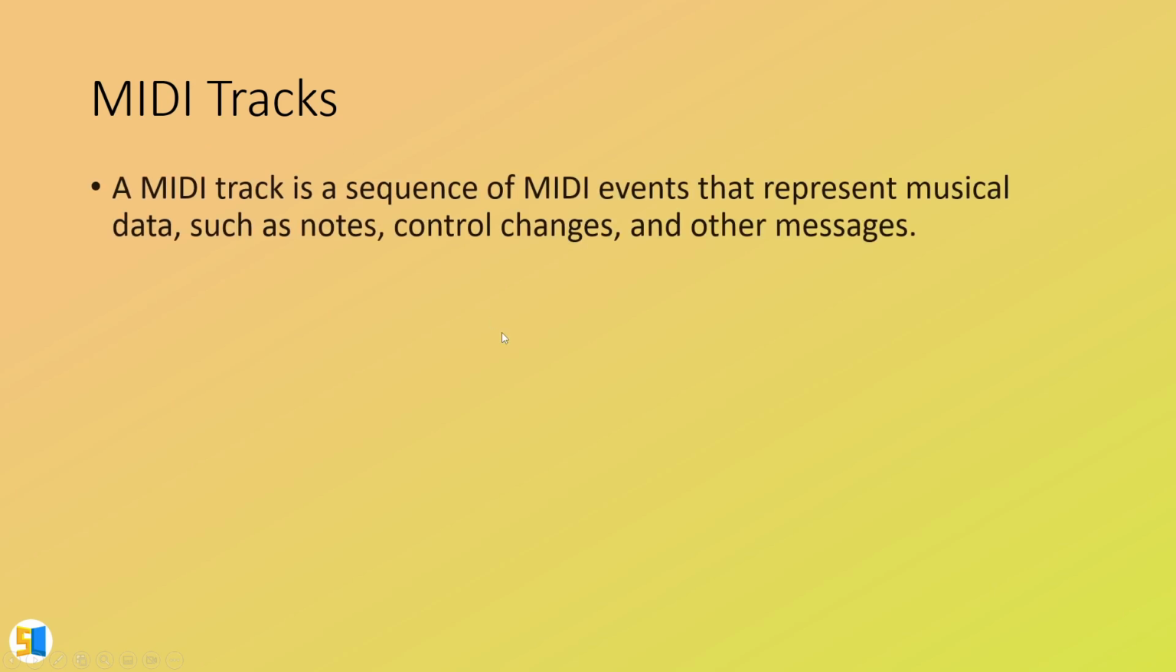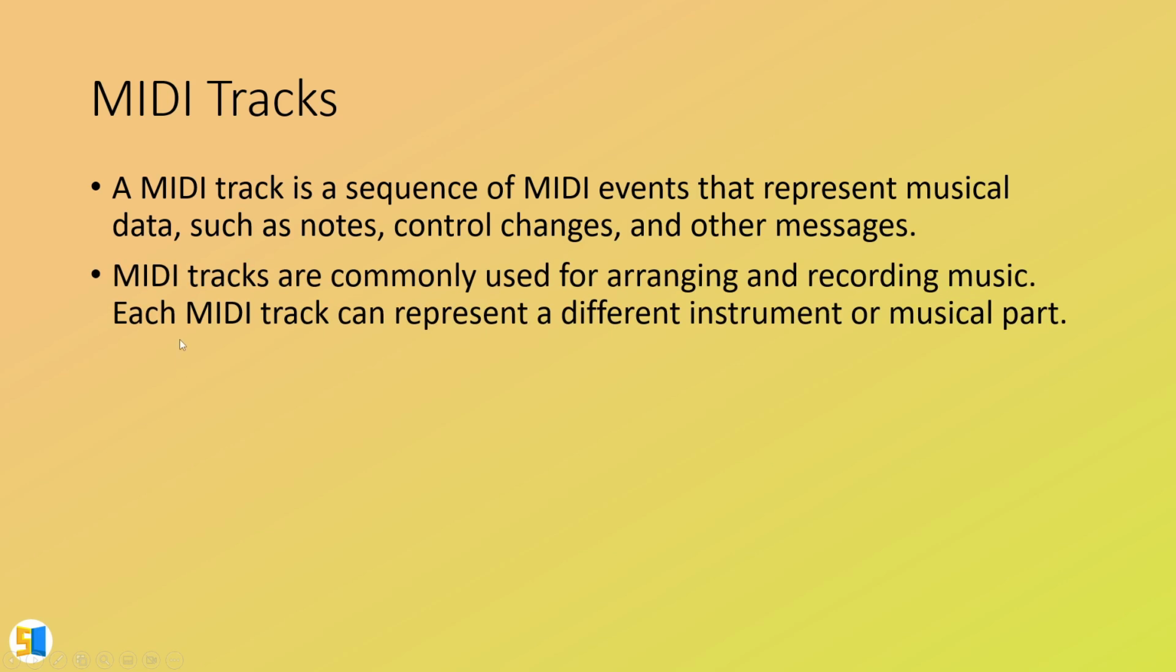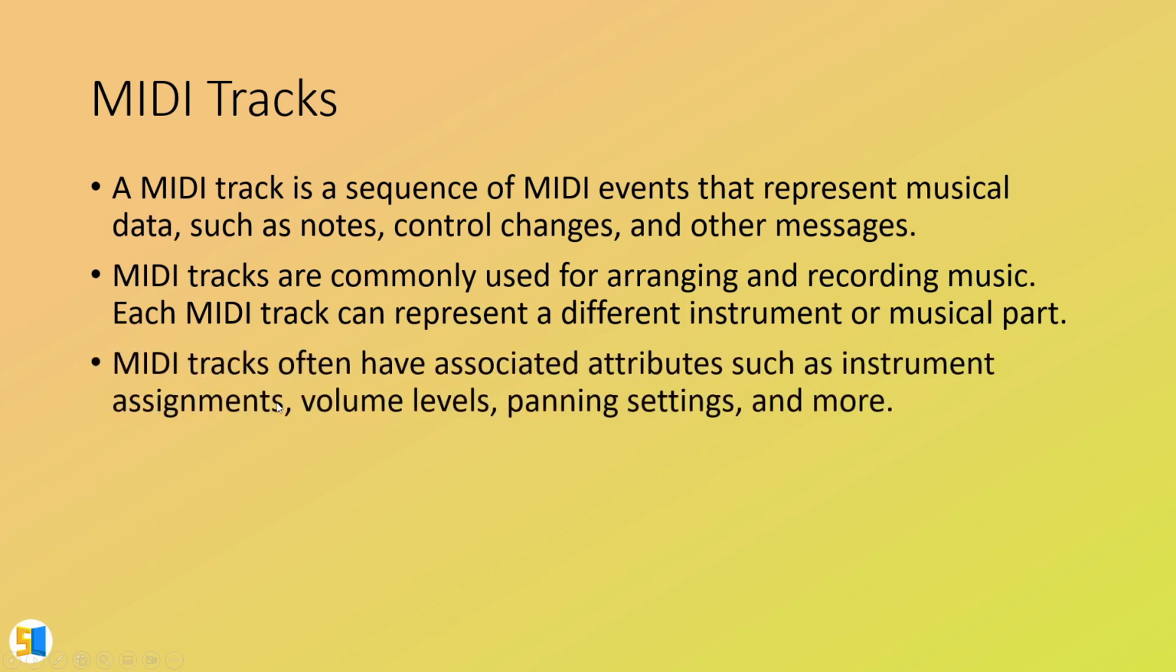And then channels have a relation with tracks, so I need to explain about tracks as well. Tracks are basically a sequence of MIDI events, usually representing musical data like notes, control changes, or other messages. Tracks are commonly used for arranging and recording music, and often have associated attributes such as instrument assignments, volume levels, etc. I'll explain the relations between track and channel with illustrations.